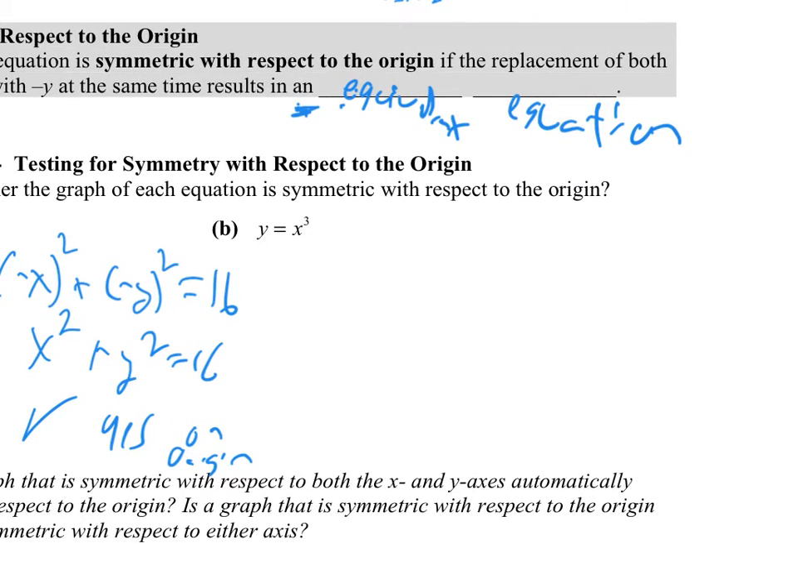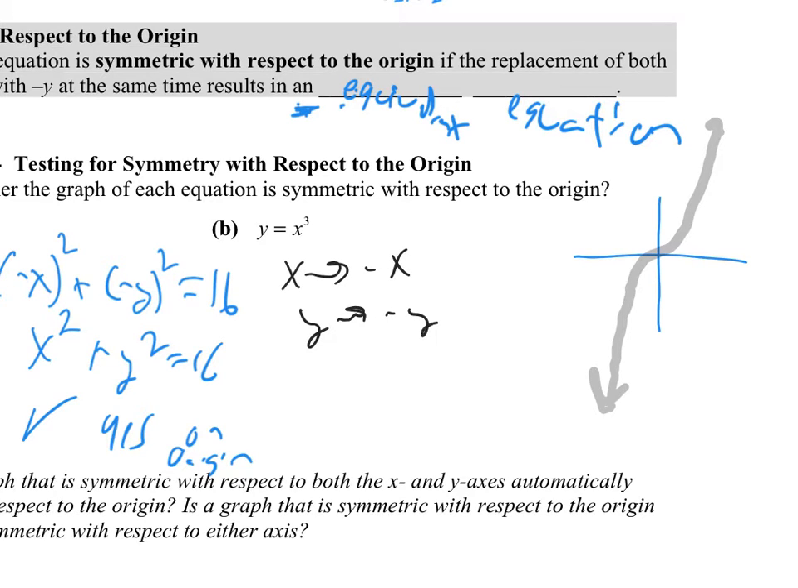This one here, y is x cubed. Do you know what that looks like? We've graphed that before. It comes up, cuts over, keeps going up. That's the cubic. So if I say x becomes a negative x and y becomes a negative y, that's what happens. Negative y equals negative x cubed. Divide both sides by negative, you get y is x cubed.